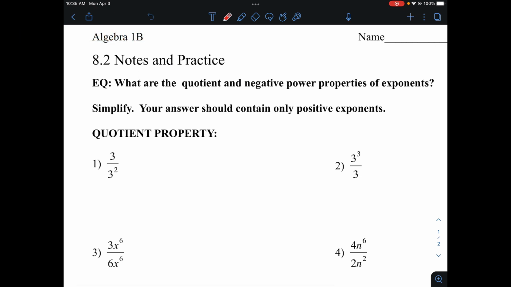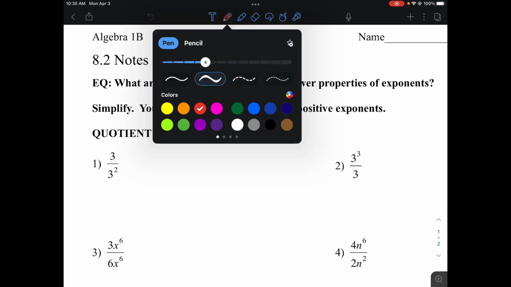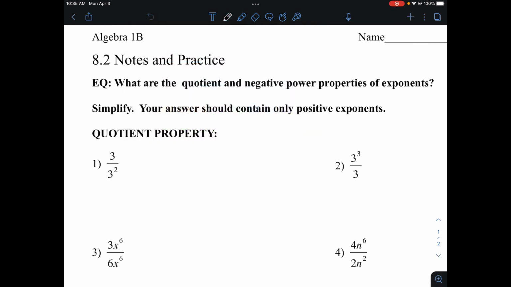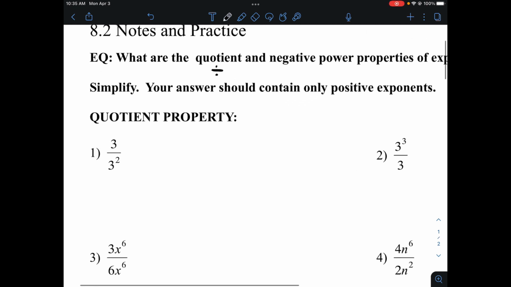This time around, what are the quotient and negative power properties of exponents? So we looked at the power, product, and power of a product properties. Today: the quotient property, which is the same thing as division, and negative powers of exponents.